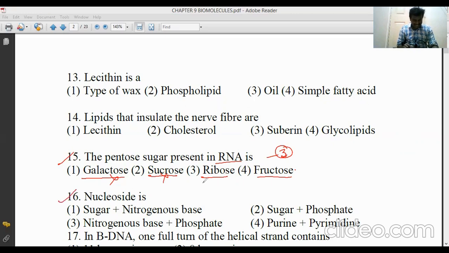Next, nucleoside is. Sugar plus nitrogenous base is called nucleoside. Sugar plus phosphate is not called nucleoside. Nitrogenous base plus phosphate is not called nucleoside. Urea or terminal is not a nucleoside. So 16th question, correct option is 1. Nucleoside is sugar plus nitrogenous base. Nucleotide: if phosphate is added to this, then it is called nucleotide.